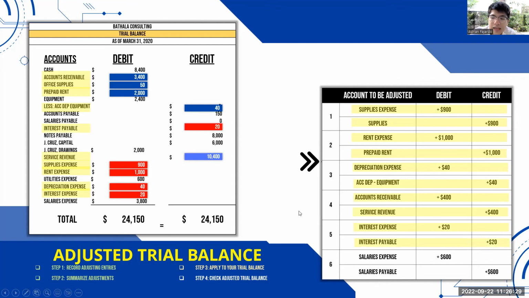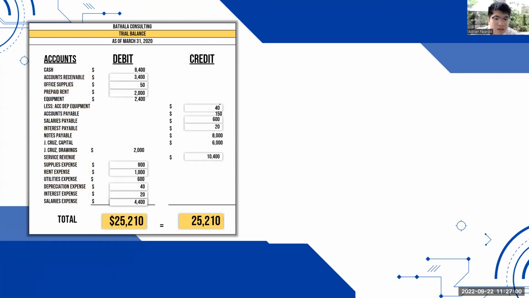And then finally, our last adjusting entry would be salaries expense. So let's look for salaries expense. So right now, our salaries expense is at 3,800 plus 600 is equal to 4,400. And then salaries payable. So salaries payable 0, now it's at 600. So now we reflect the new debits and the new credits. So now from 24,000, naging 25,210, right? So now we're presented with our adjusted trial balance. Now this is the one that really represents the true values of all of our accounts.